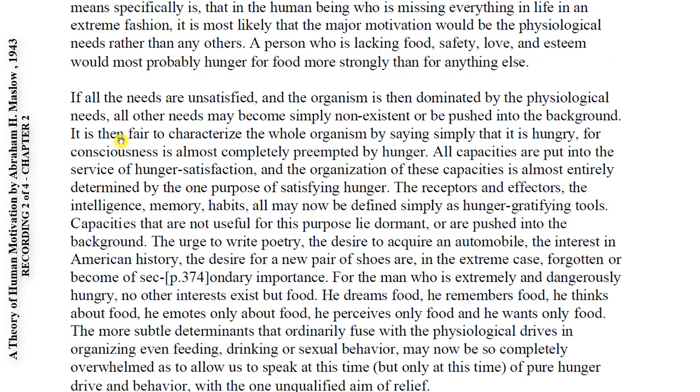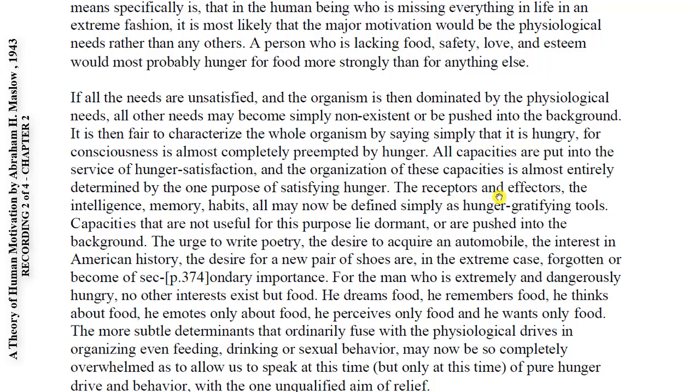If all the needs are unsatisfied, and the organism is then dominated by the physiological needs, all other needs may become simply non-existent or be pushed into the background. It is then fair to characterize the whole organism by saying simply that it is hungry, for consciousness is almost completely preempted by hunger. All capacities are put into the service of hunger satisfaction, and the organization of these capacities is almost entirely determined by the one purpose of satisfying hunger.